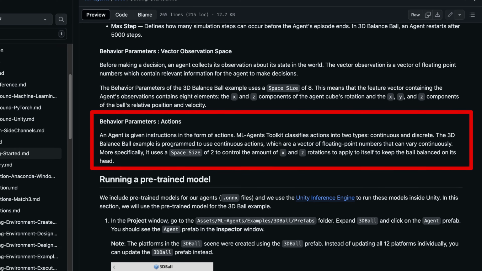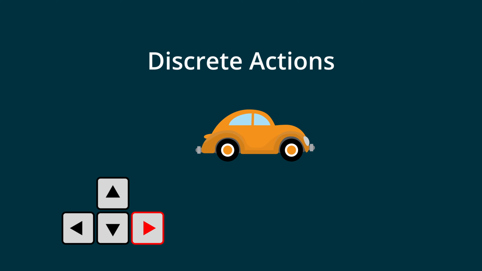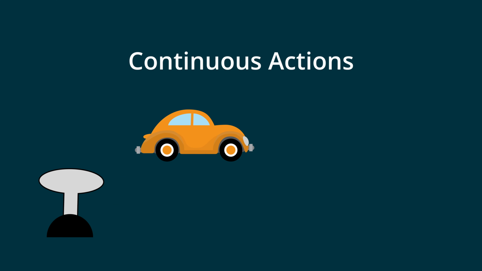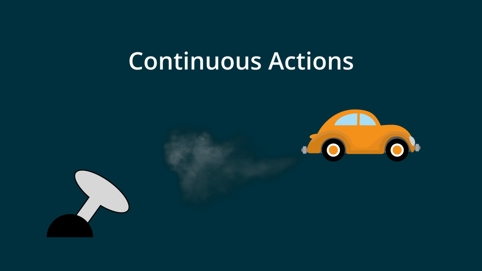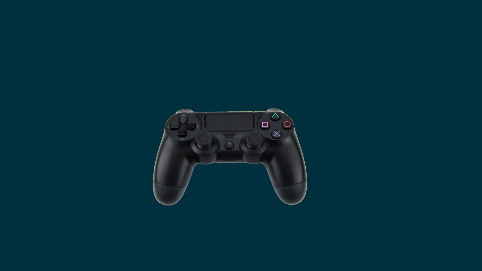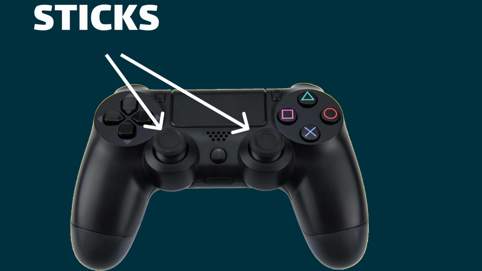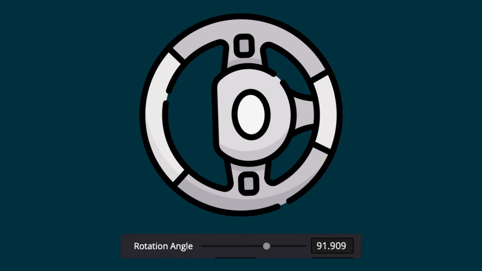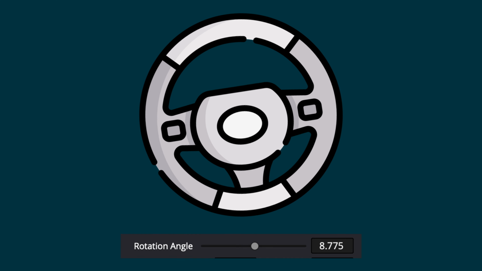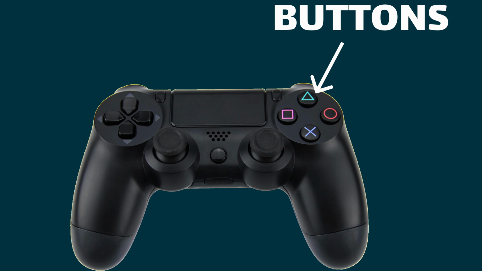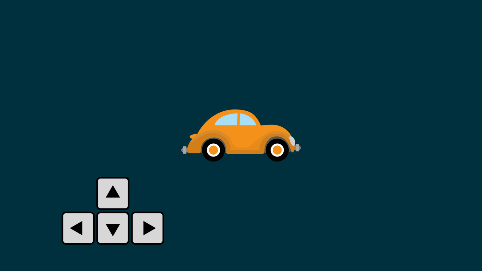The Unity ML Agents framework supports two types of actions, discrete and continuous. The difference between these types of actions can be easily understood by looking at a gamepad. Gamepads have buttons and sticks. Sticks are continuous control elements, allowing smooth control of the agent. For example, a continuous action can slightly steer a car's wheel. Buttons are discrete control elements and have a defined state, pressed or released. You can control a car using buttons too, but the accuracy significantly suffers.